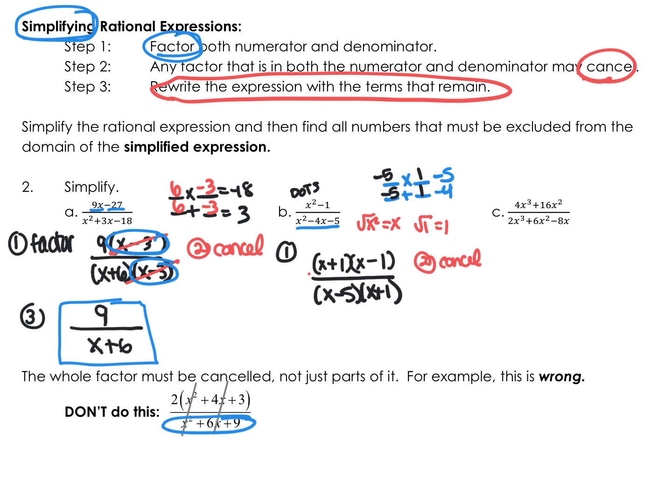So here we have x plus 1 and x plus 1. And it only cancels if it's in the top and the bottom. If it's in the bottom together, they don't cancel. And then lastly, you're going to write your answer with what's left. So we have x minus 1 in the top left and x minus 5 in the bottom left. And that's our answer.